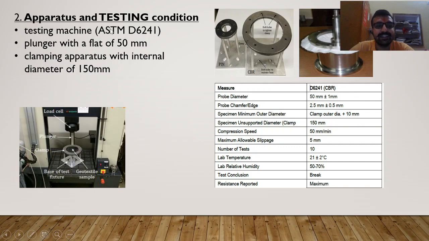The apparatus required and testing conditions will be according to ASTM D6241. Here is the testing machine and plunger with a flat of 50 mm. This is the CBR plunger. You can see it has a diameter of 50 mm, with a clamping apparatus with an internal diameter of 150 mm. The compression speed provided will be 50 mm per minute. The lab temperature will be set to 21 degrees plus or minus 2 degrees Celsius.